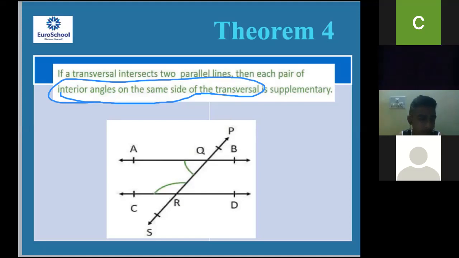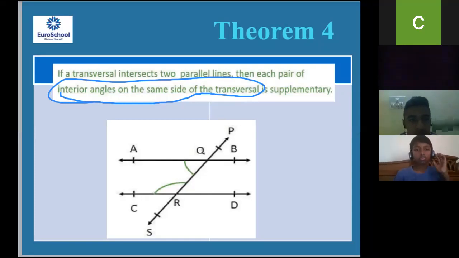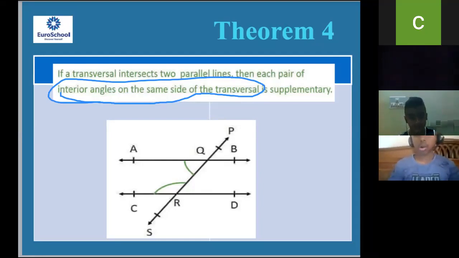Children, unmute and please give me the answer. Co-interior angles. Very good. Yes, it is co-interior angles. Now mute, children. Mute your device. Okay. Yes. One more name given for this is co-interior angles.